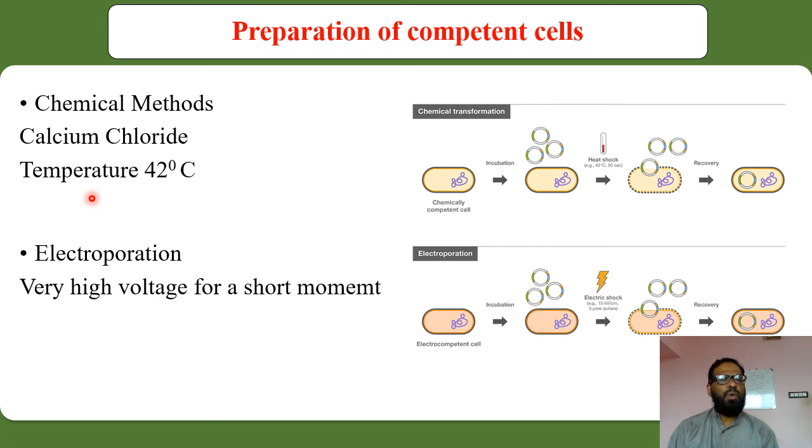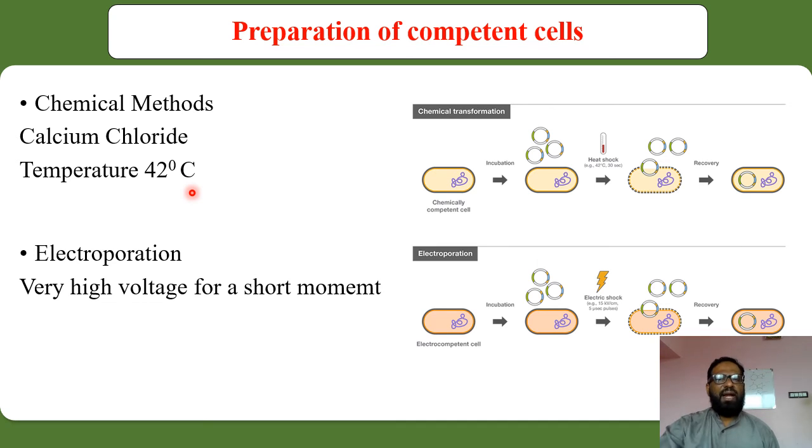What will the calcium chloride do? Once you treat bacteria with calcium chloride, the calcium chloride will make the plasmid DNA molecule adsorb to the surface of the bacteria. Only that is done by the calcium chloride. It is not going to open the pores of the plasma membrane. Once you immediately transfer the calcium chloride treated bacteria to 42 degrees centigrade, you are changing the temperature. Because of this sudden fluctuation in temperature, the bacterial cell will swell.